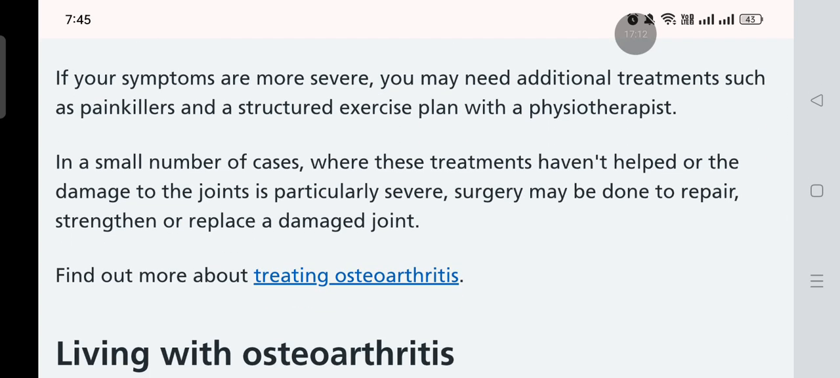If your symptoms are more severe, you may need additional treatments such as painkillers, and a structured exercise plan with a physiotherapist.